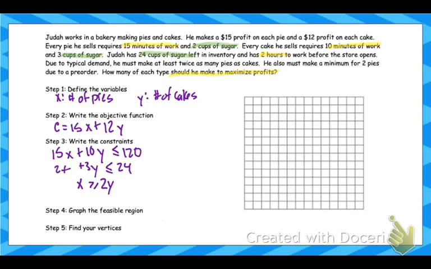All right, and then our last one, he has to make a minimum of 2 pies for a pre-order. So that one's probably the easiest one to write. If he has to have a minimum of 2 pies, then that means that pies has to be greater than or equal to 2.